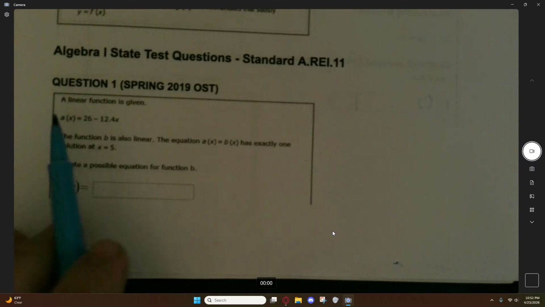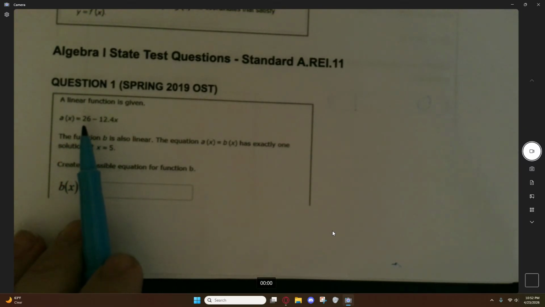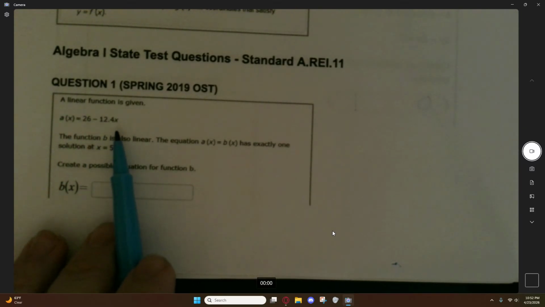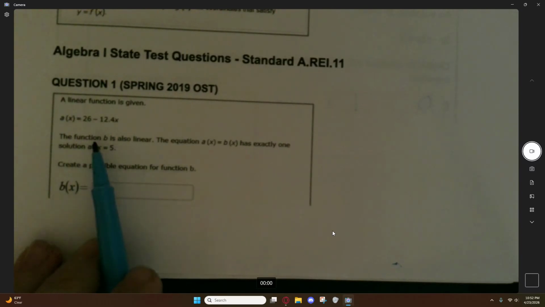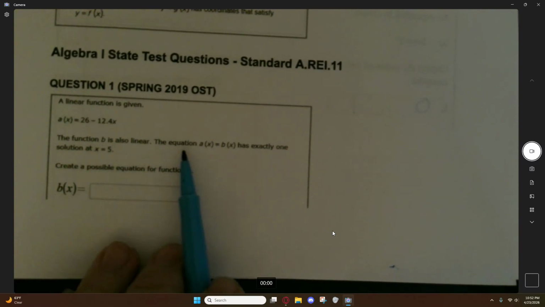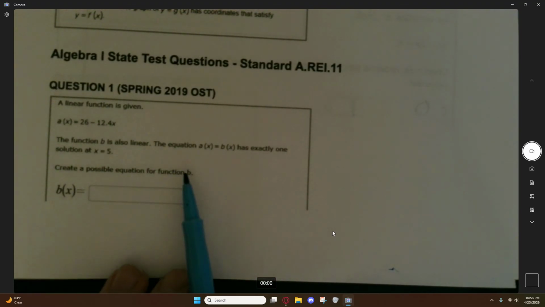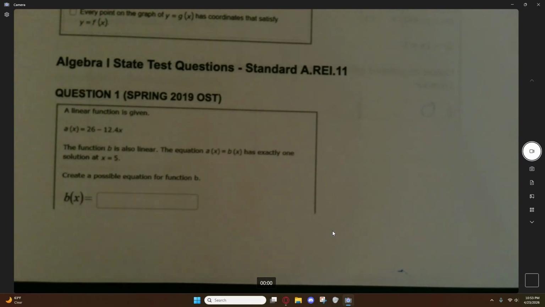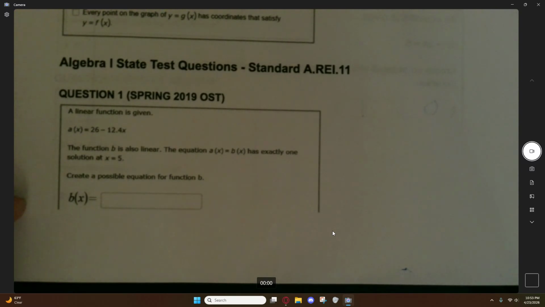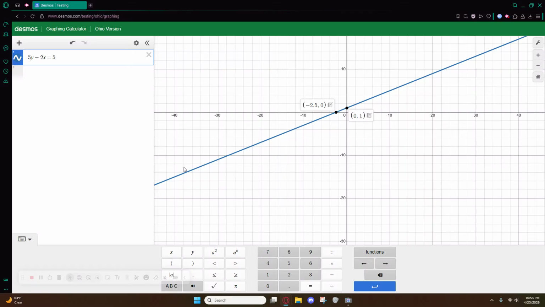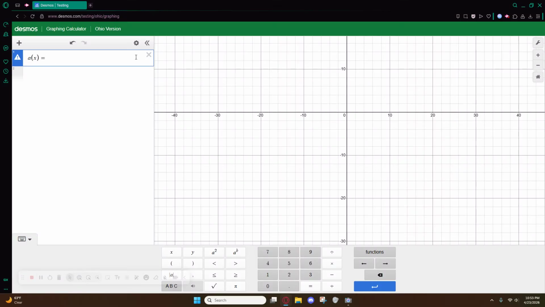Question 1. A linear function is given. A of x equals 26 minus 12.4x. The function b is also linear. The equation a of x equals b of x has exactly one solution at x equals 5. Create a possible equation for function b. So, let's first put this into Desmos. A of x equals 26 minus 12.4x.